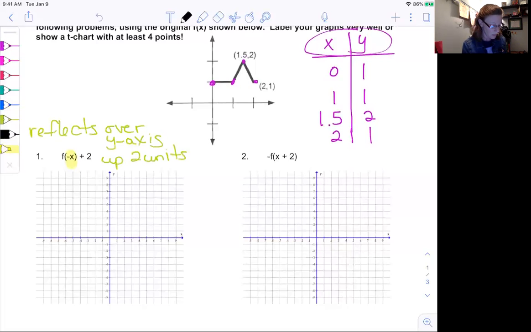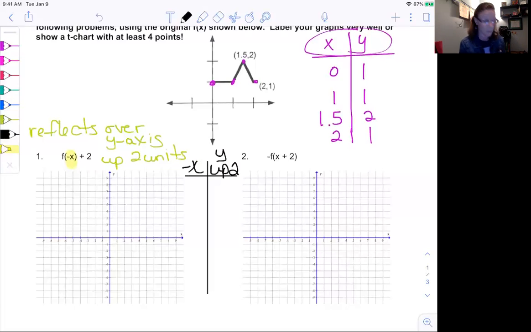So I'm going to make my little t-chart. That was a bad vertical line. That looks much better. Now I'm going to apply that information to my t-chart to create some ordered pairs. I know the x has to be negative, so I'm going to write a little negative x here to remind myself to make the x's negative. And then the y has to go up 2, which really means I'm adding 2 to move it up vertically.